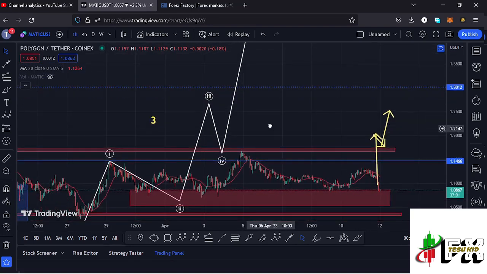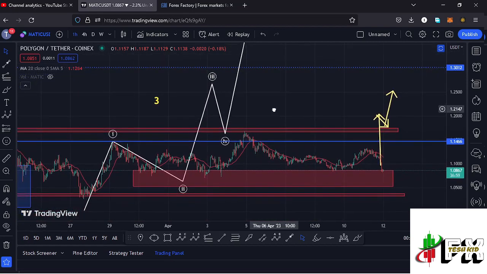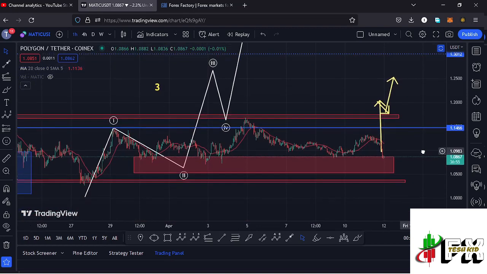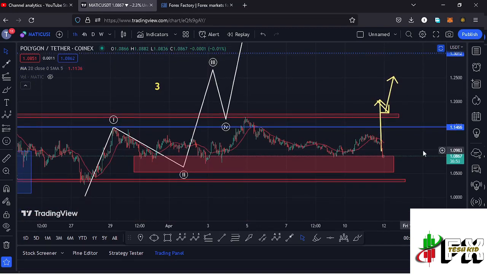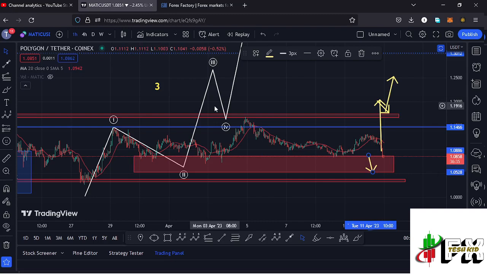But in case the CPI data comes out as being negative to the market, there are chances of seeing further breakdown here on the Polygon Matic chart, where we can hammer fully into this red target area. And in case such a move plays out, then I'll be watching for this target area to continue holding. And as long as we are holding within it, then the trend for Polygon Matic could still be up to the upper side in the formation of that wave 3.